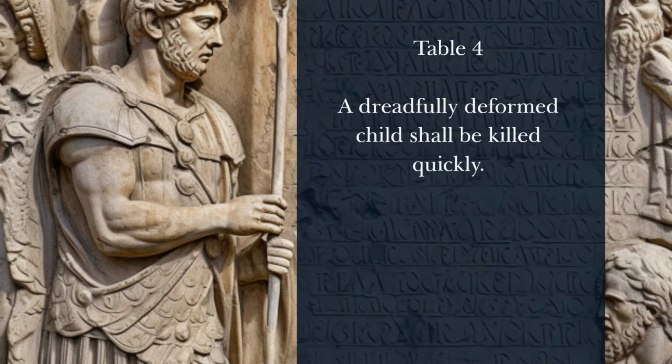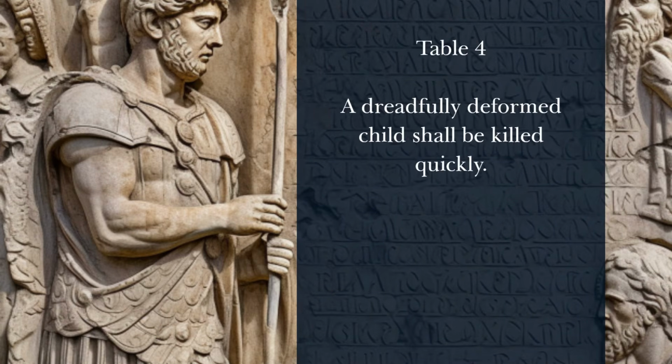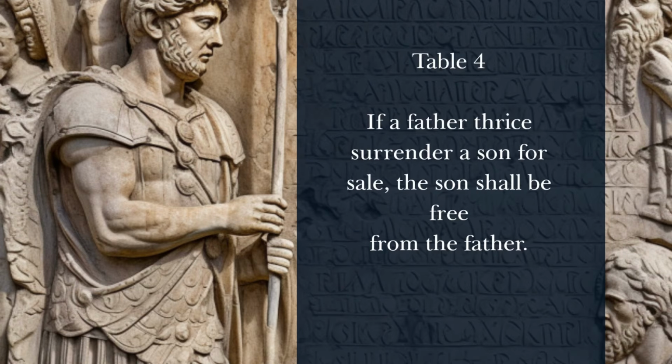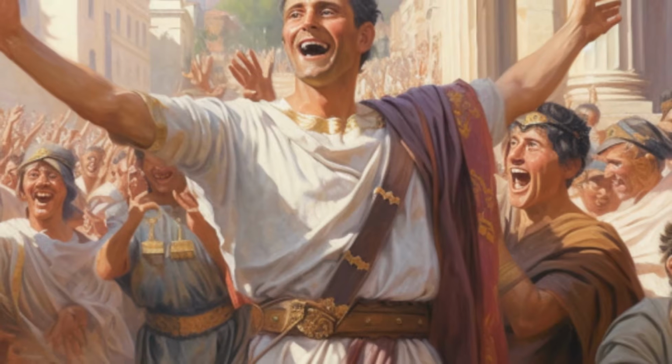Number 1. A dreadfully deformed child shall be killed quickly. Number 2. If a father thrice surrender a son for sale, the son shall be free from the father. Now let's dive into that last one for a second.